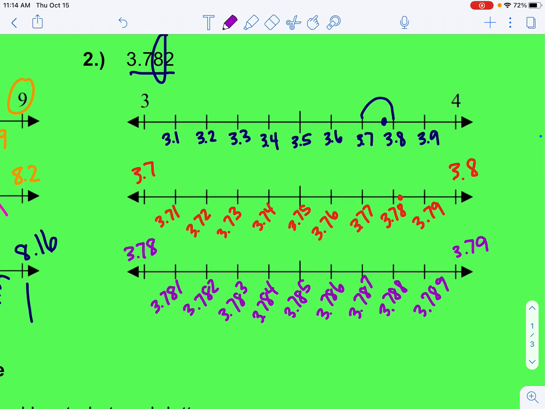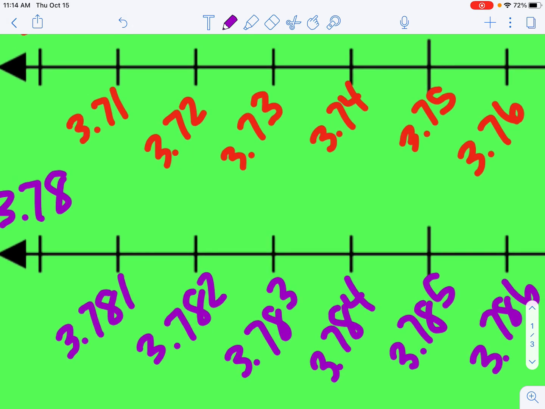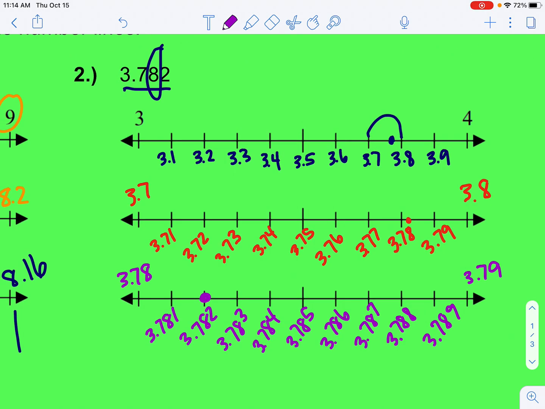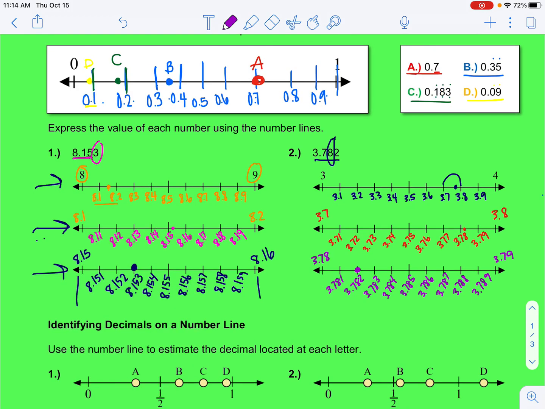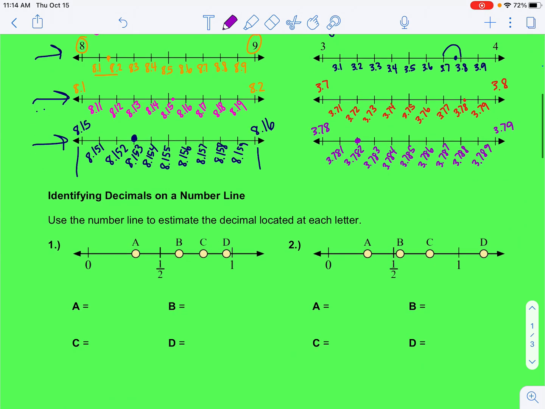Alright, and now I'm done filling out my number line, so now we're going to plot the point. So 3 and 782 thousandths would tell me my point is exactly right there. Alright, so this example was like we were magnifying glasses and we were zooming in to figure out exactly where the point would be plotted if we broke our number line into tenths and hundredths and then thousandths. Okay? If you have any questions about that, please let me know.